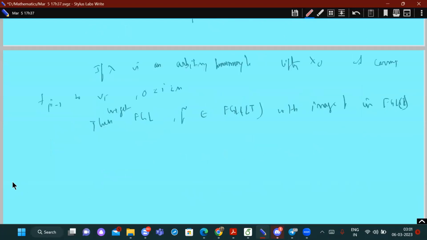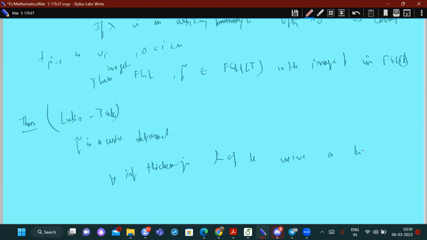So now we can state the main theorem. We have defined most of the things. The F tilde that we defined above is a universal deformation. So what does that mean? That means that for all infinitesimal thickenings R of K, we have a bijection.